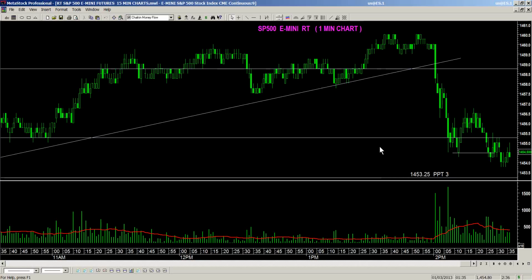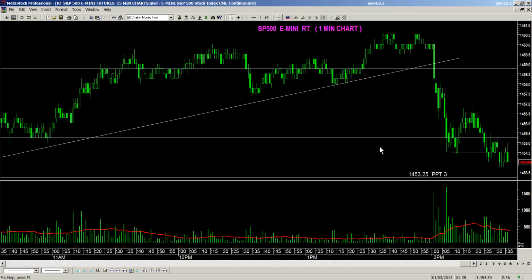Looking at the price profit target number 3 at 1453.25 to the downside on a secondary move. A lot of traders came in right here on the secondary area.